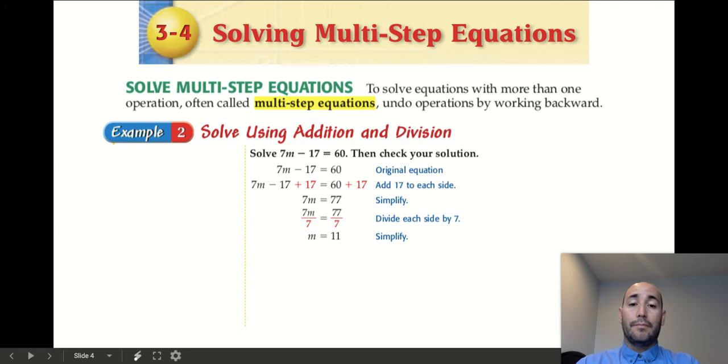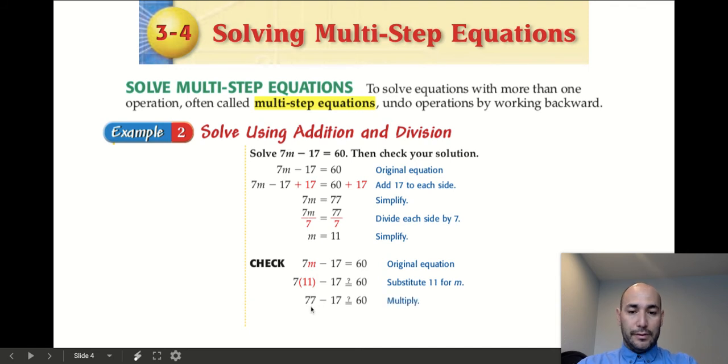Now let's double check and make sure this answer works. I'm going to put it back into the original equation, and I'm going to put 11 in for m there. So 7 times 11 is going to give me 77. 77 minus 17 does give me 60. Both sides check out, so the solution of 11 is correct.